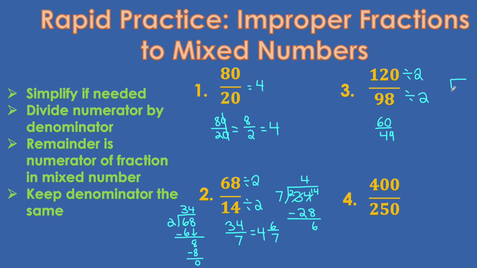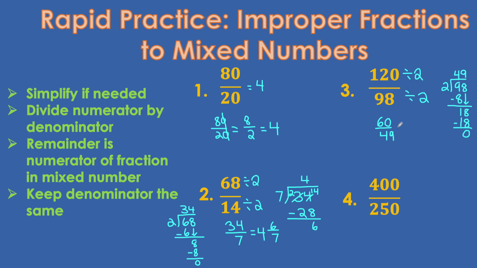So if you need to do 98 divided by 2, 2 goes into 9 4 times. 4 times 2 is 8. Put the subtraction sign. 9 minus 8 is 1. Bring down the 8. 18 divided by 2 is 9. 9 times 2 is 18. So that's how we got this 49.